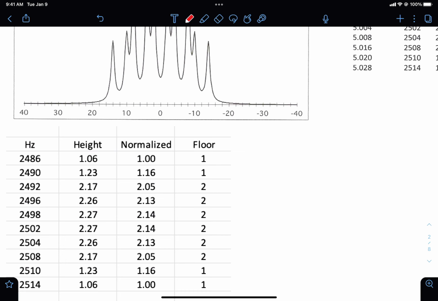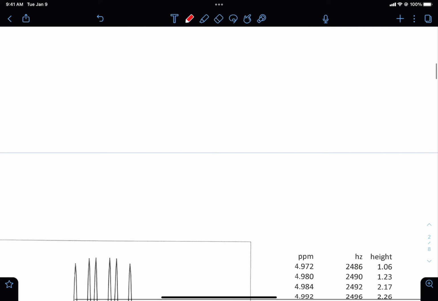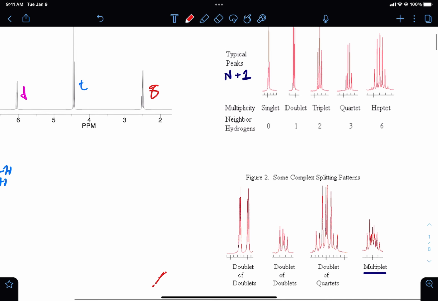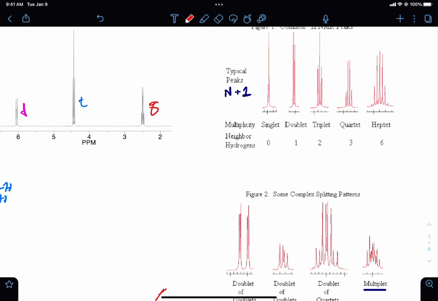So we have a height of 1 and a height of 1, and their separation is 4 hertz, okay? Now, what does a 1-to-1 relationship mean? It means it's a doublet, right? Going back and looking at our picture of our signals, a doublet is a 1-to-1 ratio. It's 2 equal peaks. A doublet is just 2 equal peaks, 1-to-1 ratio.